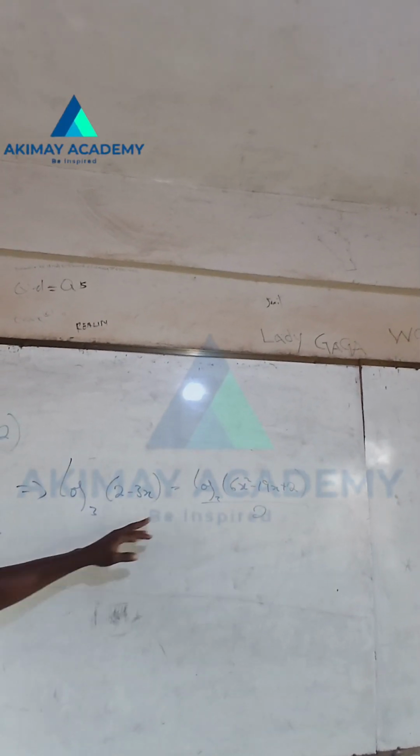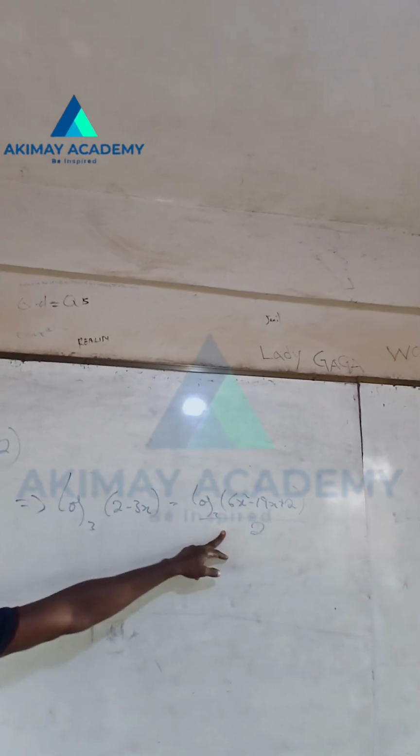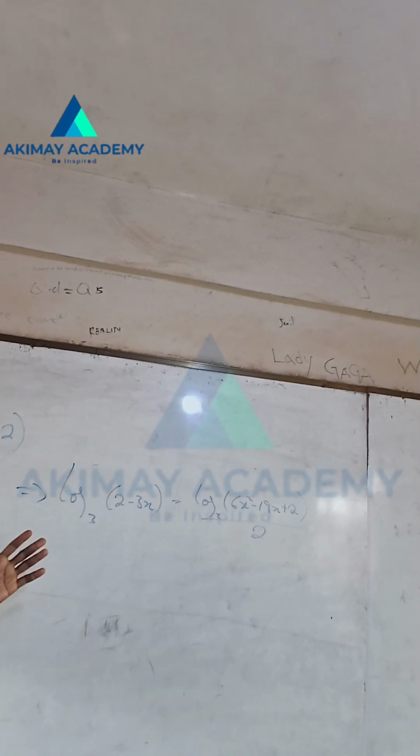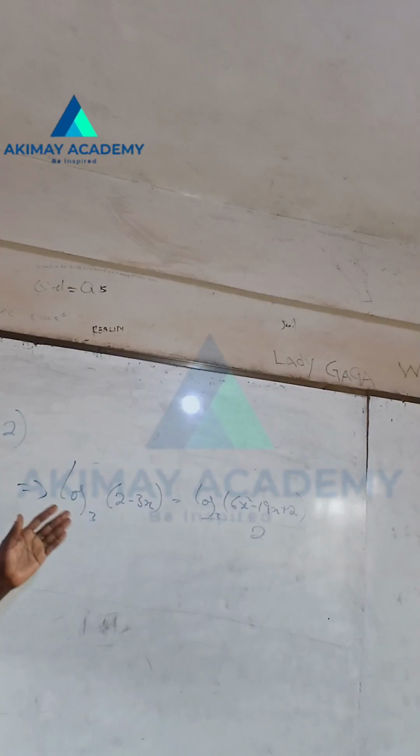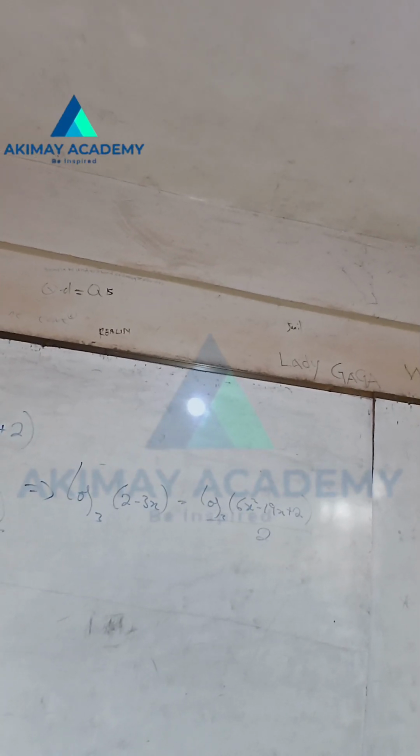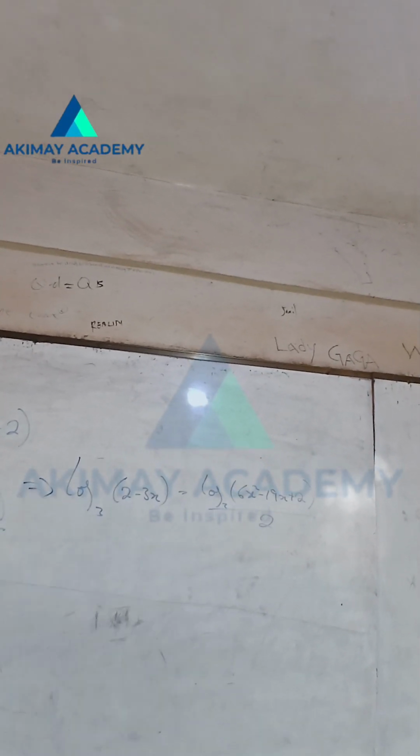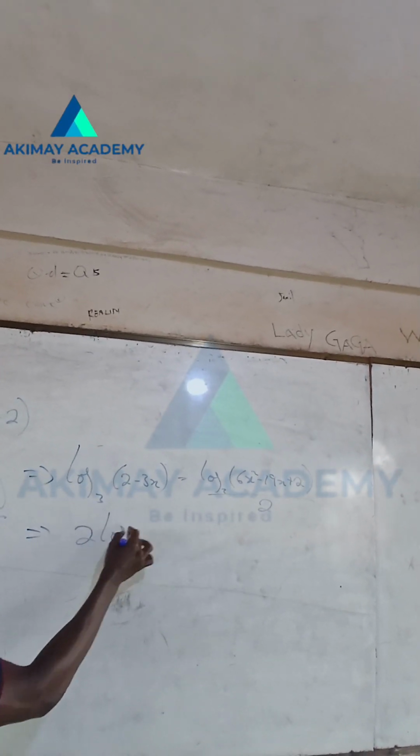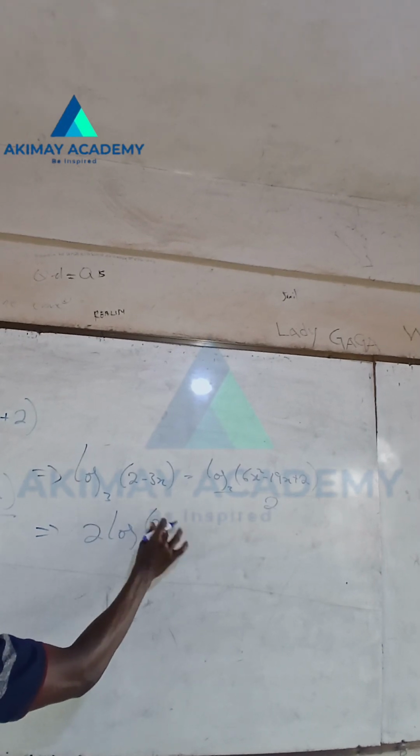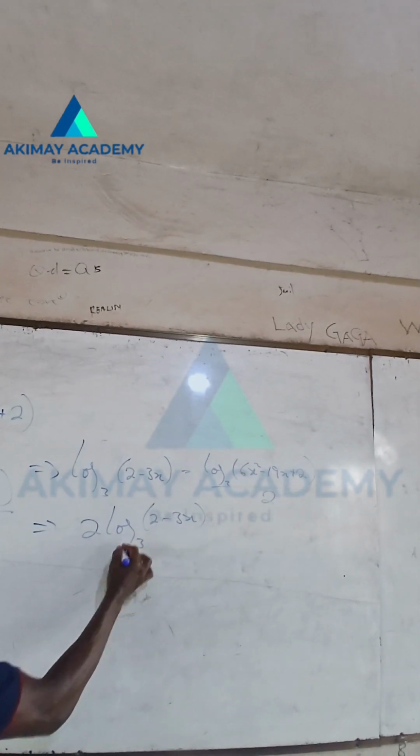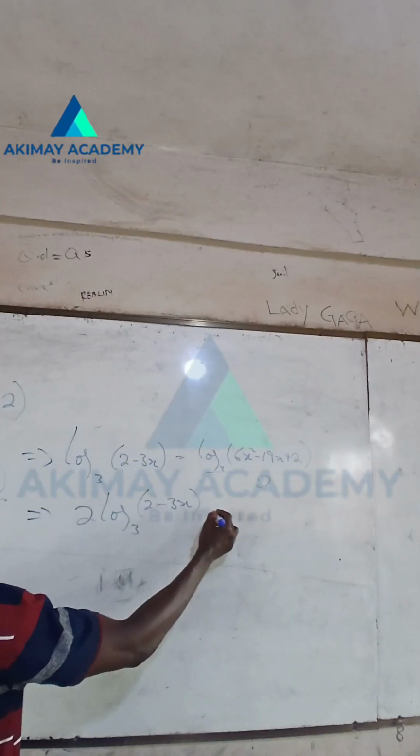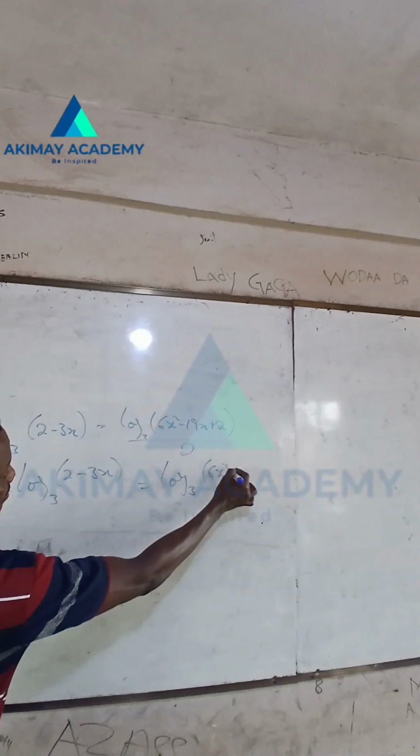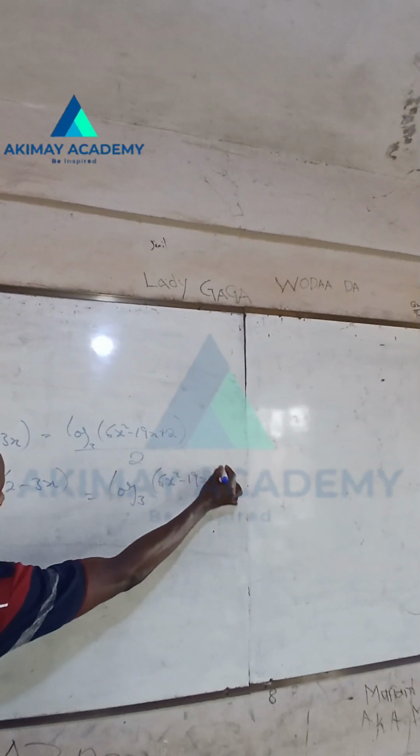And here what we're going to do is, there's an equal sign here and there's a fraction here. You can cross multiply, or someone will say multiply through by 2. Okay? So anyway you do it is the same thing. So if you cross multiply, you're going to have 2 log of 2 minus 3x all to the base 3. And this is equal to log base 3 of 6x squared minus 19x plus 2.